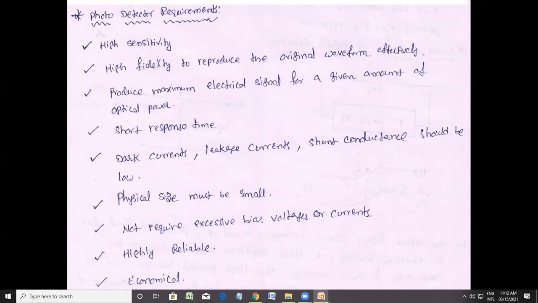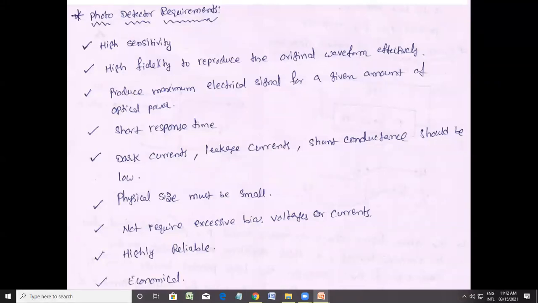High sensitivity. The second requirement is high fidelity, to reproduce the original waveform effectively without noise. Next, the third is to produce maximum electrical signal for a given amount of optical power. That is, optical power is converted into electrical by using photodetectors, right?